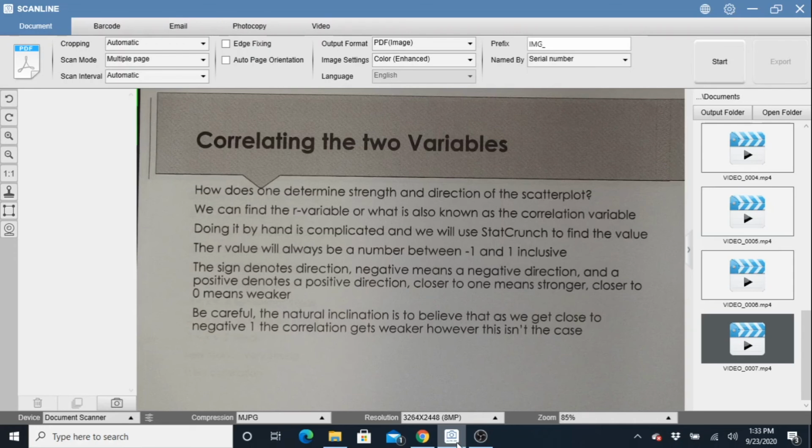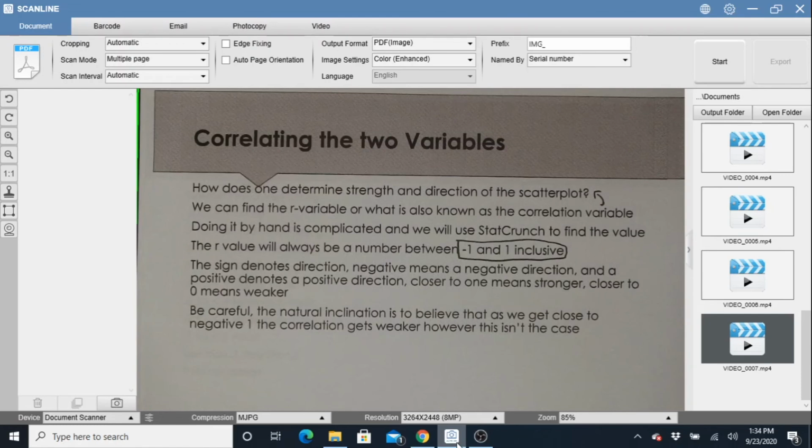There is a way to do this by hand, and I might make a video just showing that somewhere down the road. But I don't recommend it because it's got a lot of calculations to it. But we'll be doing it with StatCrunch. Now the important thing here is that the r value will always be a number between -1 and 1 inclusive. A lot of stuff that we do in stats is going to be between 0 and 1, but in this case, between -1 and 1, including -1 and 1.